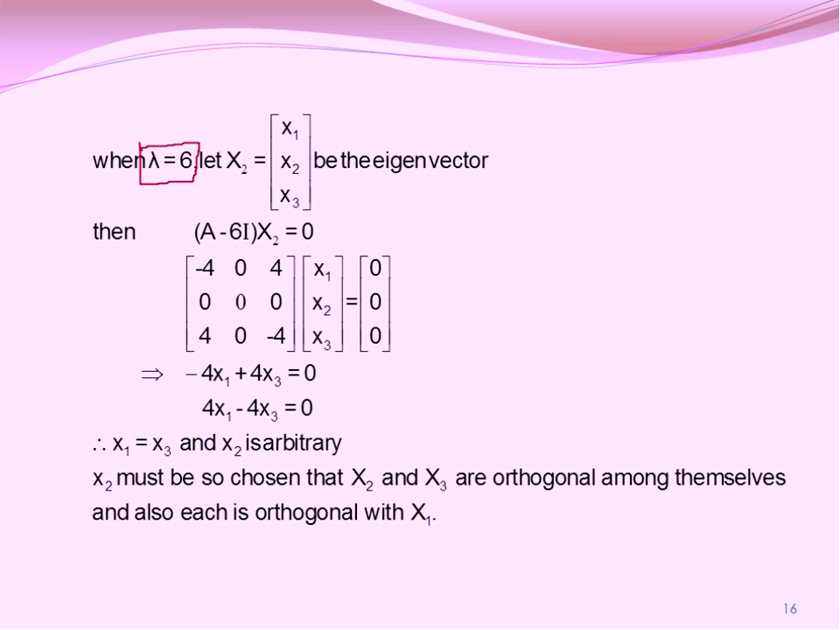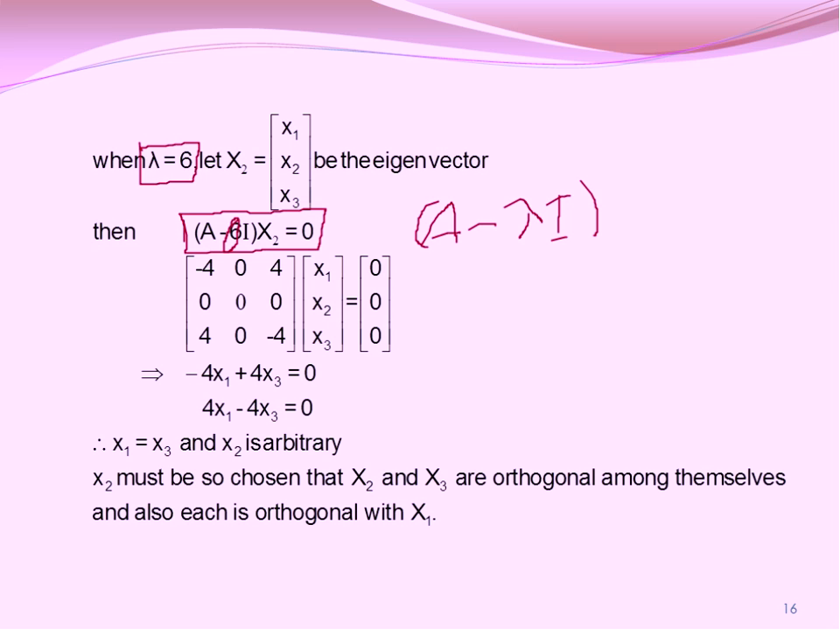Similarly, to find the eigenvector corresponding to the next lambda, lambda is equal to 6, again we are going to repeat this process. This is the formula of the eigenvector, lambda I minus A into x is equal to 0. The value of lambda here is 6.